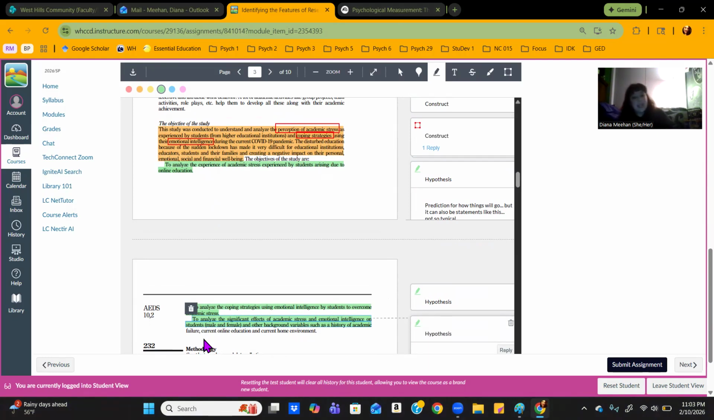In a typical study, a hypothesis is more like a prediction. It's going to try to predict what is going to happen at the end of the experiment. And in this case, they didn't try to really predict anything. They're just like, hey, our goal is going to be to analyze these things. We just want to analyze.